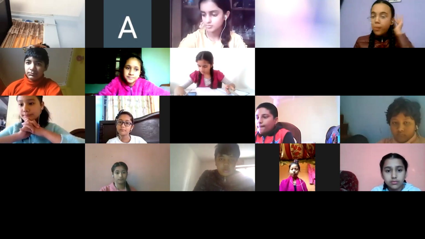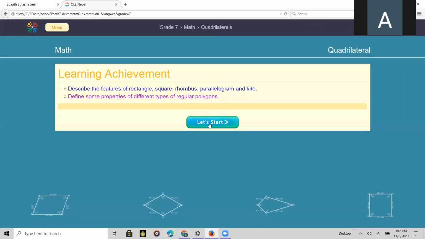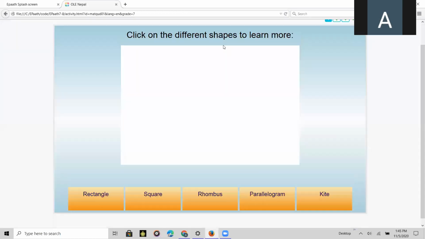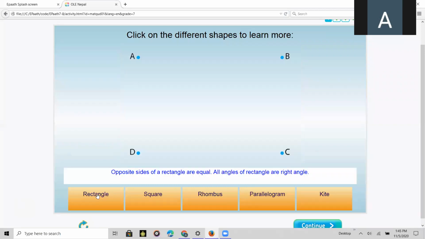So we are going to learn about the different types of quadrilaterals and their properties. Let's start now. Everybody, please look here. Last day we learned about the different types of quadrilaterals. One is the rectangle, and this is the figure of a rectangle.